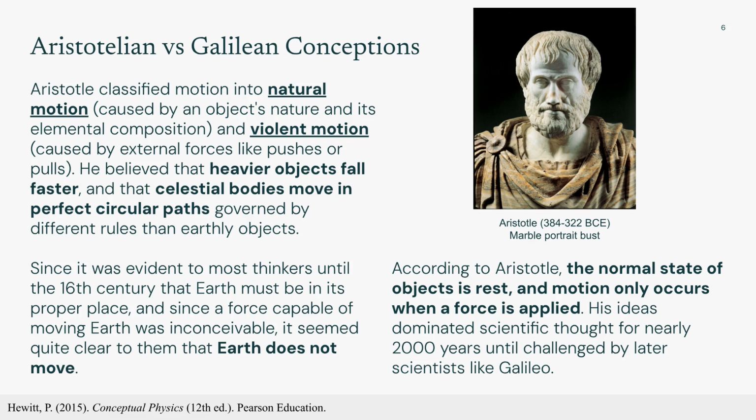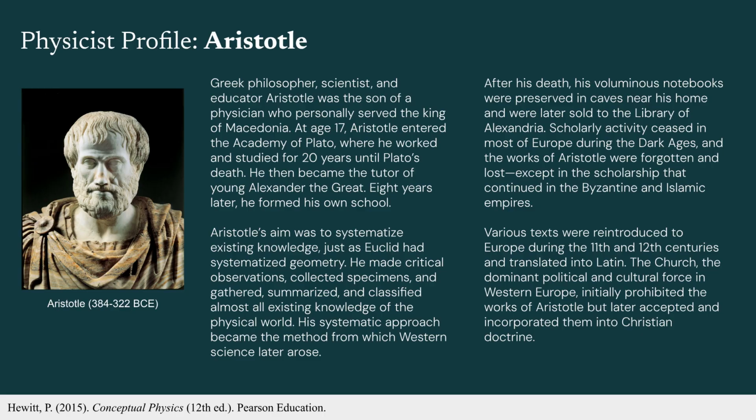To better understand these ideas, let us look at the life and work of Aristotle himself. Aristotle was born in Macedonia and entered Plato's famous academy at the age of 17, studying there for 20 years. He later tutored young Alexander the Great before establishing his own school. Aristotle's great life goal was to organize all existing knowledge of the physical world, much like Euclid did for geometry. He collected specimens and made detailed observations to classify the natural world. This systematic approach, meaning a structured way of classifying information, became the framework that sparked the rise of Western science. Although his specific ideas on motion were eventually disproved, his dedication to organizing knowledge shaped human history.